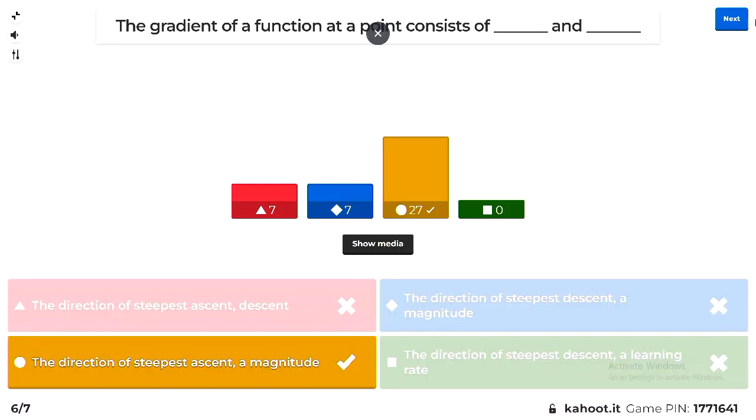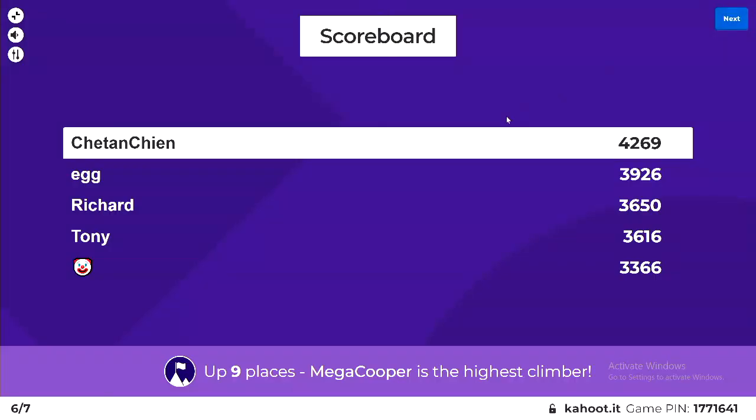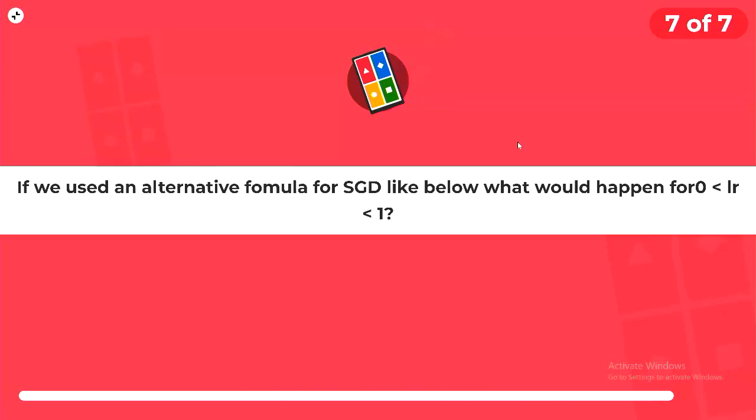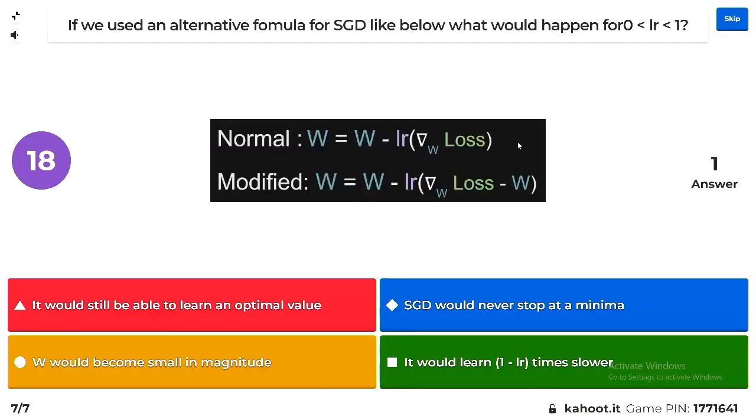Cool. I think that might be the last question. Oh, it's not. All right. This is the last question. If we use an alternative formula for stochastic gradient descent, like below, what would happen for learning rate between 0 and 1? The weird question for you. Oh, man, I only put on 20 seconds. Well, we'll get a lot of time to talk about it, I guess. Sorry about that.